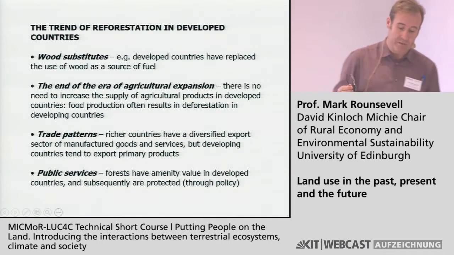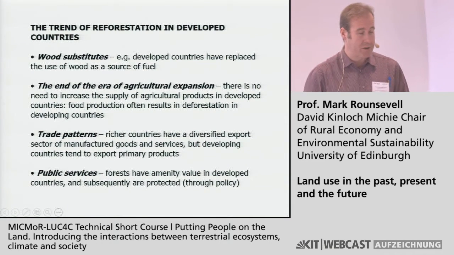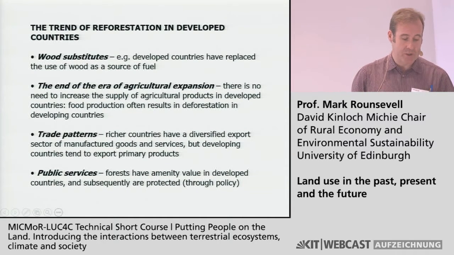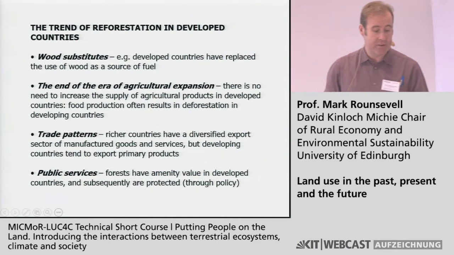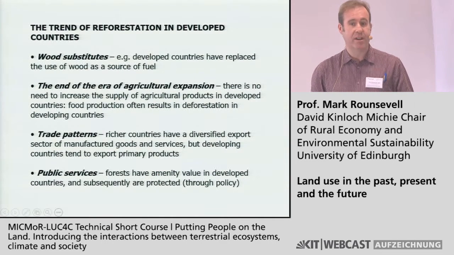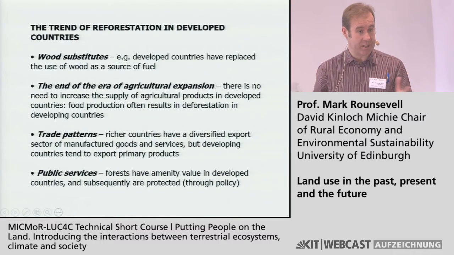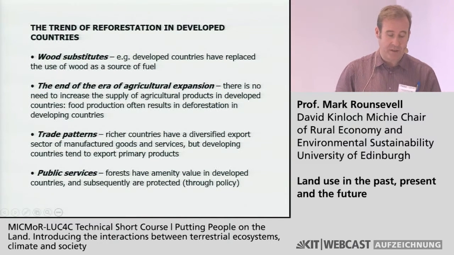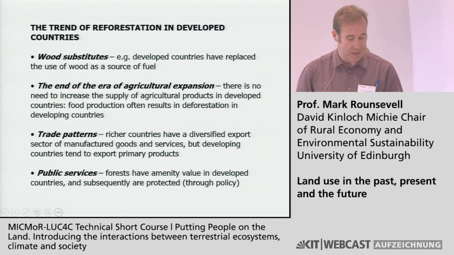So, for example, in developed countries, there's no longer the use of wood as a major fuel source. So we have wood substitutes, for example. It's the end, as we'll see a little bit later, of the era of agricultural expansion. So, in fact, agricultural areas in Europe are contracting, so we can have more forested area. Developed countries tend to have different and diversified trade patterns, manufactured goods rather than primary sector goods.